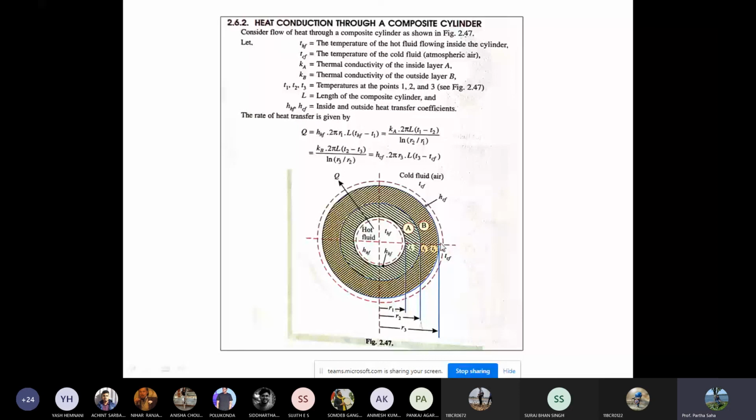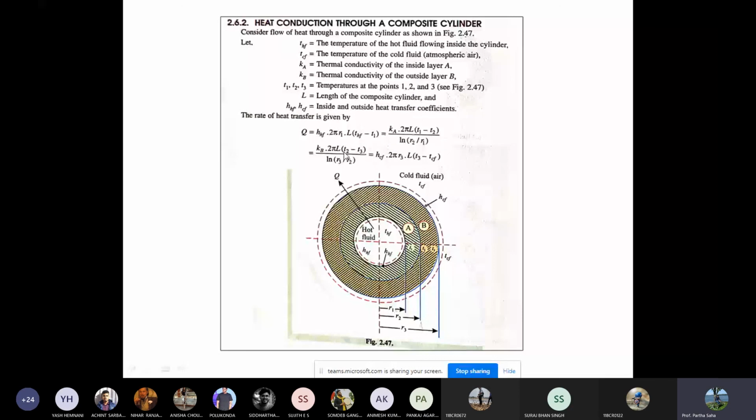The length of the composite cylinder is given by L. hf and hcf are the inside and outside heat transfer coefficients. So the rate of heat transfer is given by Q = hf 2πR1L (Thf − T1) = Ka 2πL (T1 − T2) / ln(R2/R1). Then again Kb 2πL (T2 − T3), that is the temperature drop in the third layer, divided by ln(R3/R2).